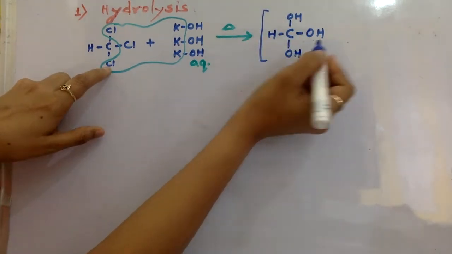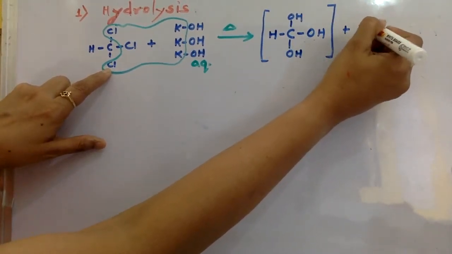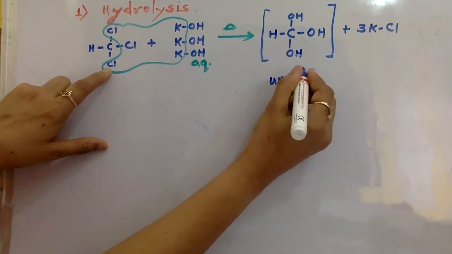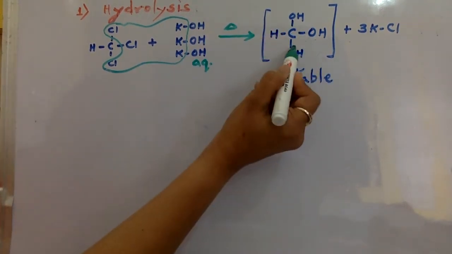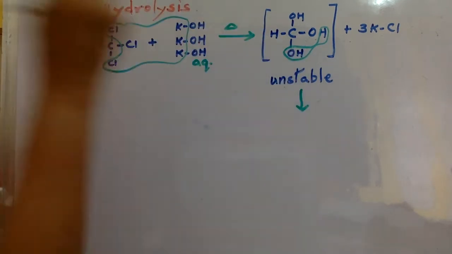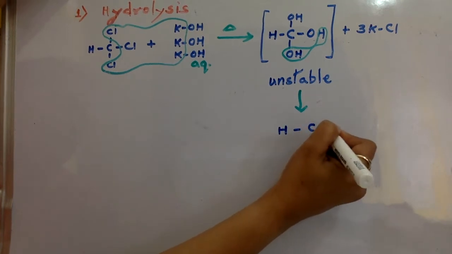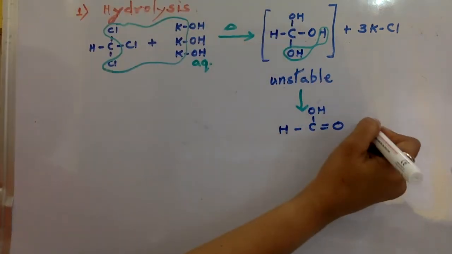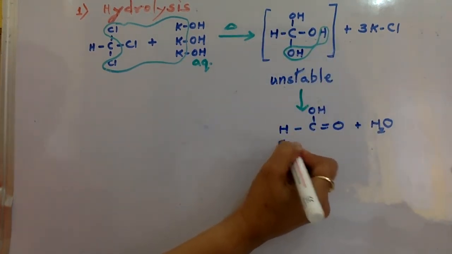Now children, you know, एक कार्बन पे दो OH नहीं हो सकते, so the molecule is highly unstable, which is indicated by a square bracket. So, to attain stability, it immediately decomposes, losing a molecule of water, and the product that is formed is formic acid plus a molecule of water, this water which is eliminated. So you got formic acid.